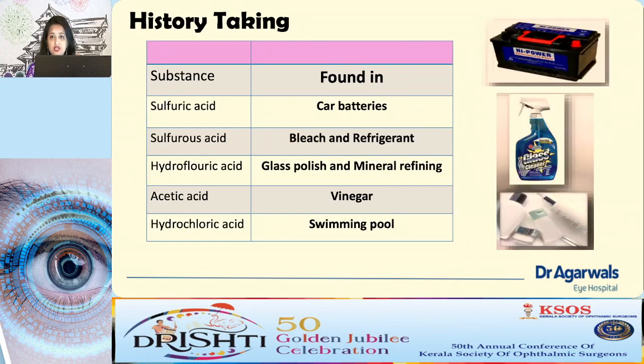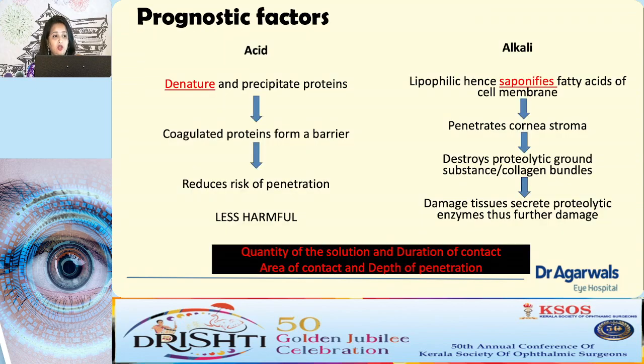Coming to acids, car batteries are some of the exposure to chemicals, that is sulfuric acid, and this is a very strong acid. Hydrochloric acid, which is seen in swimming pools, is comparatively a weaker acid. This history taking is very important because each of these chemicals has its own way of acting and the prognostic value is dependent on the type of alkali or acid that is being exposed.